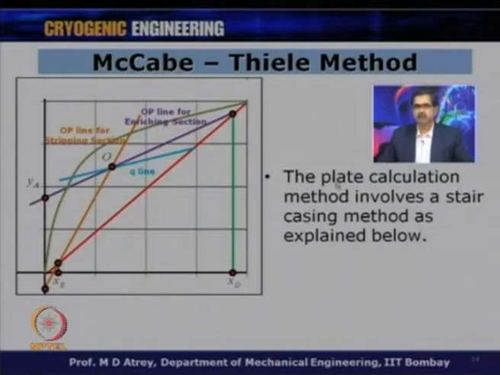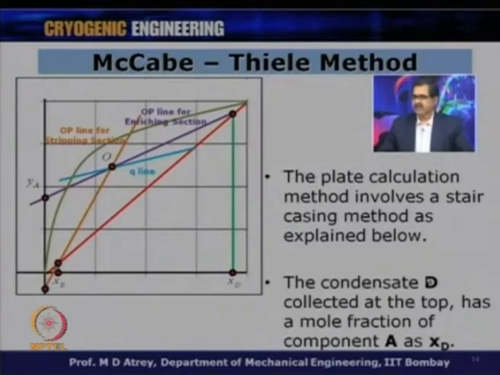Okay, so we are going to talk about the McCabe-Thiele method, which is normally also called the staircasing method, because we actually climb down the staircase in order to calculate the number of plates. The condensate taken from the top is D, and what is taken from the bottom is called B. What is taken from the top is the low boiling component, that is nitrogen in a mixture of nitrogen and oxygen. The condensate D collected at the top has a mole fraction of component A, that is nitrogen, as Xd.